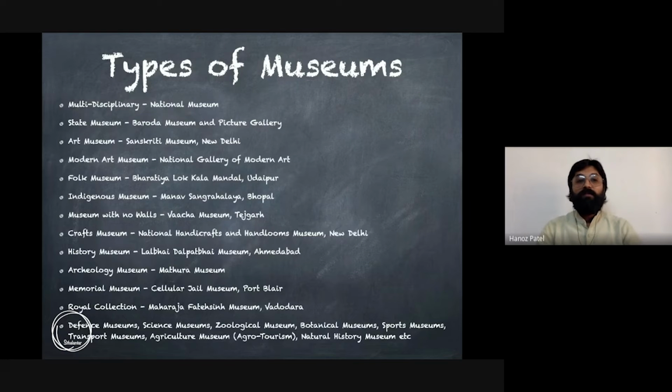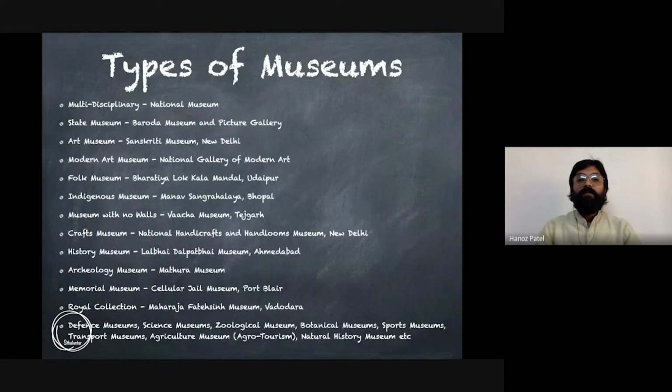What is the concept of a museum with no walls? It's an open air museum. Museums usually have walls on all the sides, while certain museums showcase their collections without any walls. So Vacha Museum Tejgarh of the Adivasi Academy has one whole side without a wall, it's built in the middle of a courtyard. I'll show you certain pictures down the line.